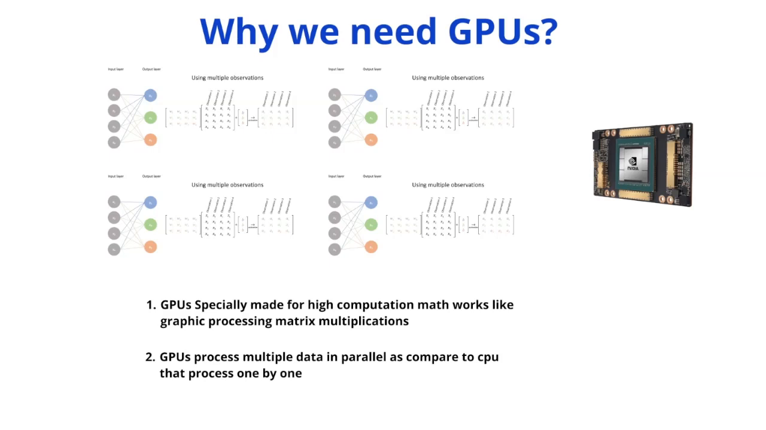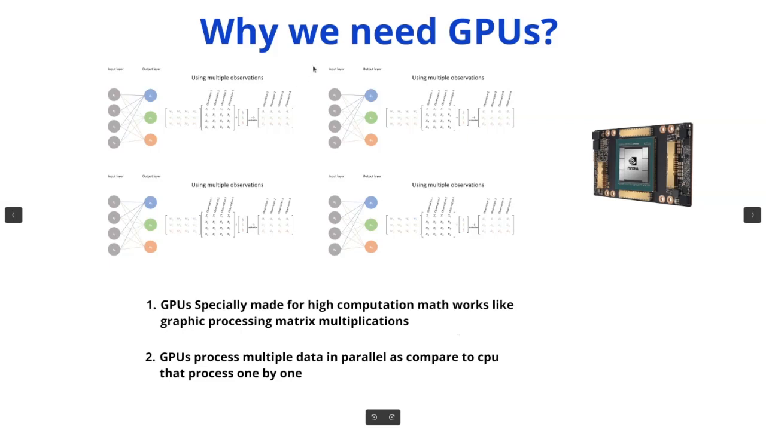And that's why GPU is called a gold mine in the artificial intelligence space. That's why everyone is running to buy lots of GPUs. And NVIDIA is the big player in GPUs, with basically an 80% share of the GPU market. So that's why 95% of artificial intelligence models currently on the market are trained on NVIDIA GPUs. So GPU is specially made for high-computation math work like graphics processing and matrix multiplications.